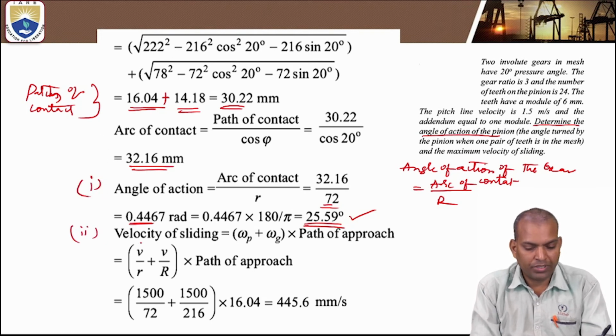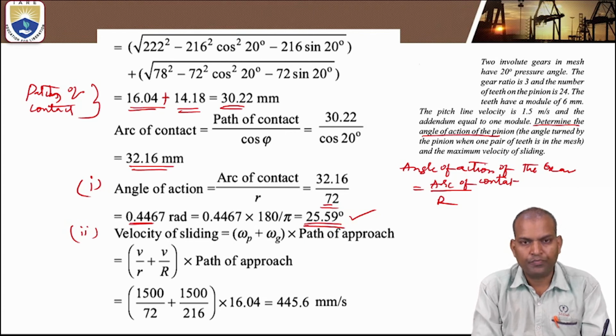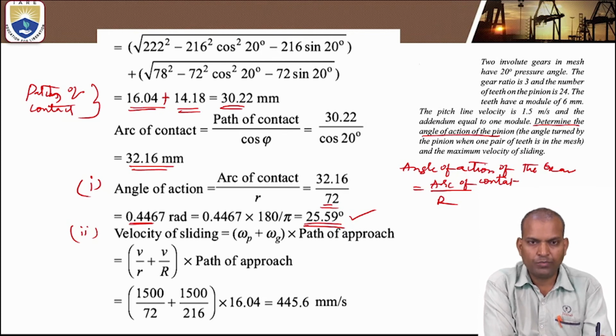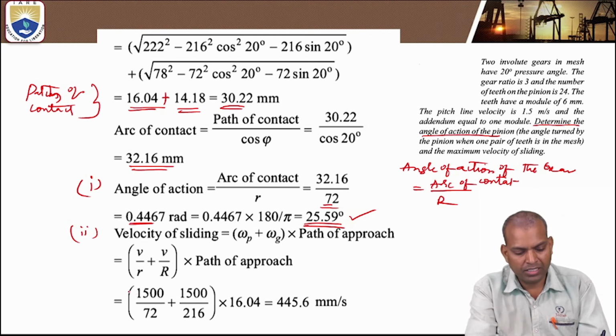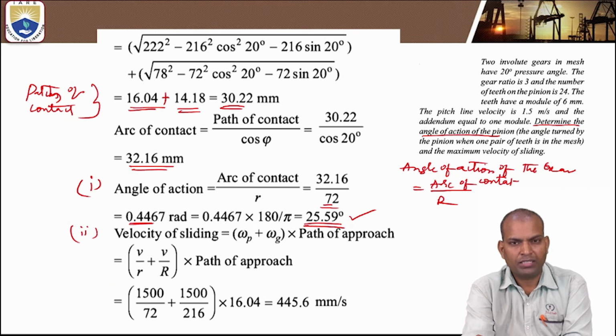The second objective is the maximum velocity of sliding. Maximum velocity of sliding equals the angular velocity of the pinion plus the angular velocity of the gear, times the path of approach. Here the angular velocity of the pinion is v by small r, plus the angular velocity of the gear, which is v by capital R, the pitch circle radius of the gear. We know V is given as 1.5 meters per second, converted into millimeters, that is 1500 millimeters per second.